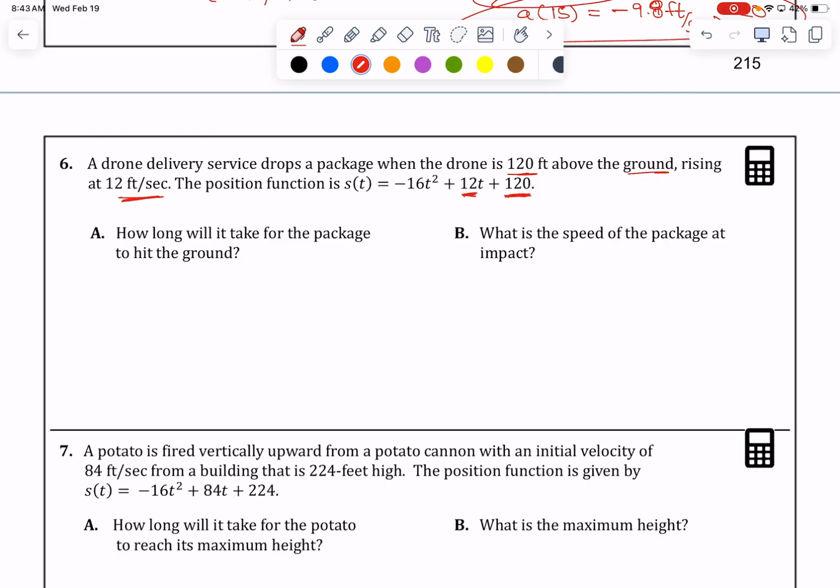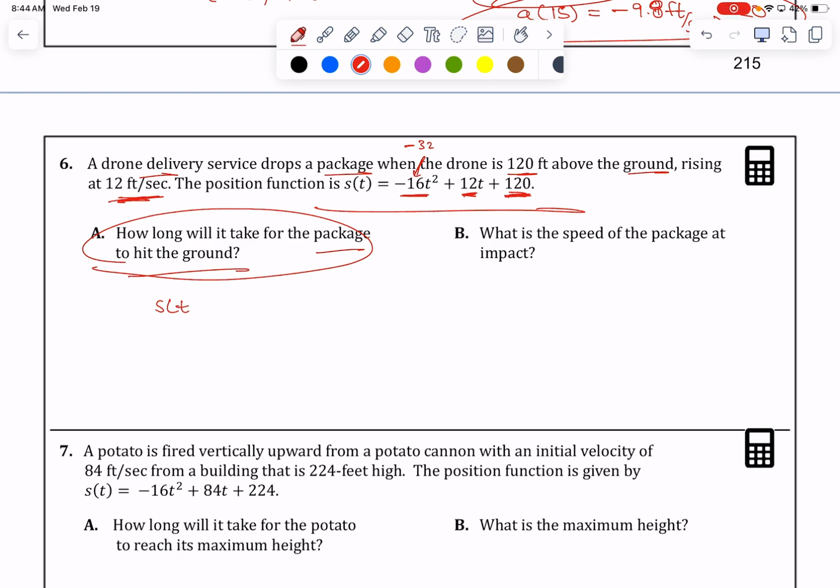Okay, and this is the drone. When the drone is 120 feet above ground, rising at 12 feet per second, its position, in feet again, so the acceleration constant is going to be negative 32 this time. How long will it take for the package to hit the ground? It's going to drop and come to the ground, so I'm going to take position and set it equal to 0 to see how long it takes to hit the ground. Can you factor anything out?